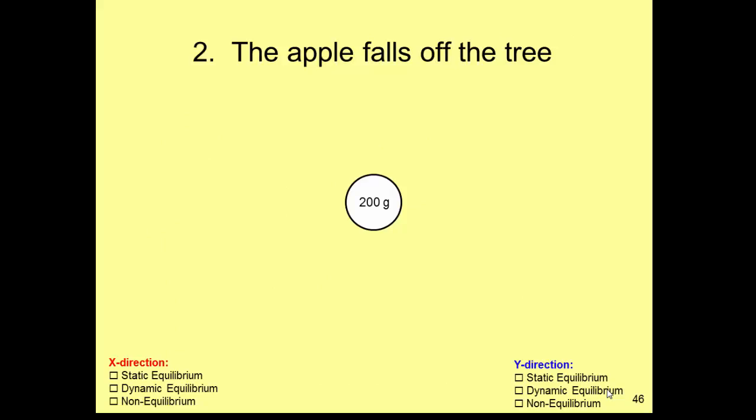Now let's let the apple fall off the tree. How does this problem change? Well, in the x direction, nothing is happening again. In the y direction, we're not in equilibrium anymore. We're not in constant velocity. We're accelerating down towards the Earth.